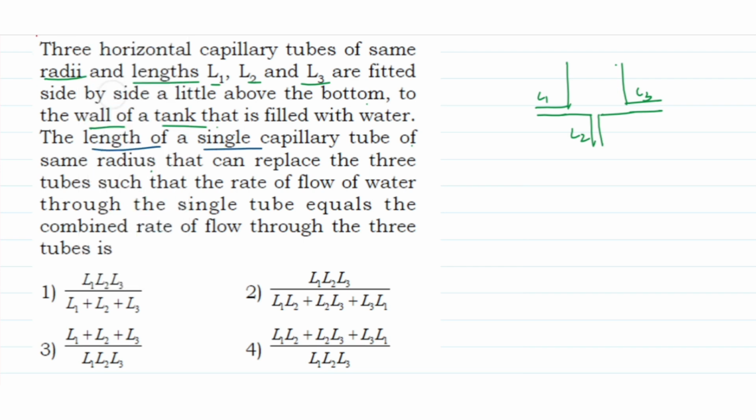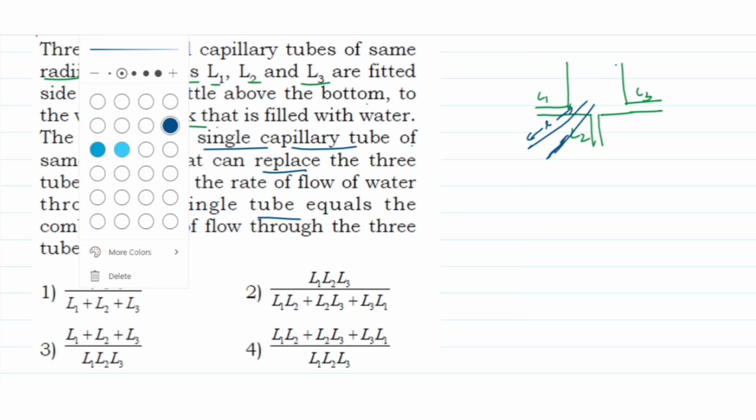The length of the single capillary tube of the same radius that replaces the 3 tubes, such that the rate of flow of water through the single tube is equal to the combined rate, they are asking. Now here, instead of these 3 tubes, you are going to be replacing one tube; the length as well as the radius is given. Length will be the same and radius will be the same. Then see the question clearly.